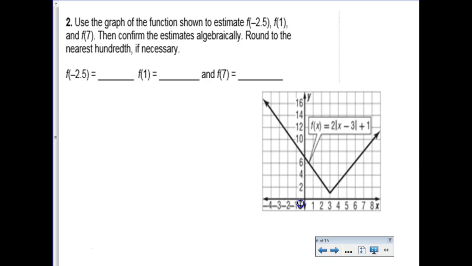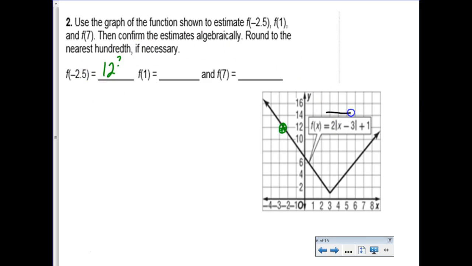Go over to where x is -2.5, and then go find the function and tell me what output you think this point has. How far up is it, though? Because I'm looking for the output. It looks like 12. So, like, is it 12? I don't know. We got to go confirm it.